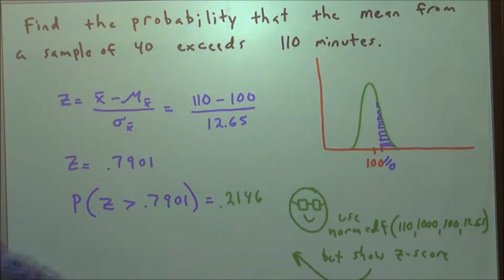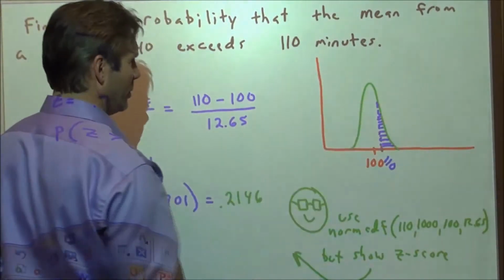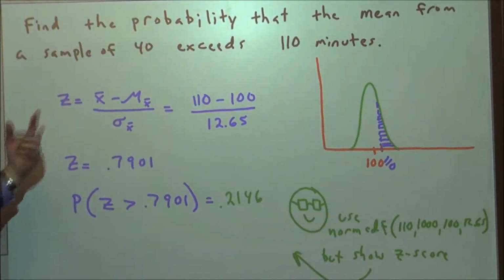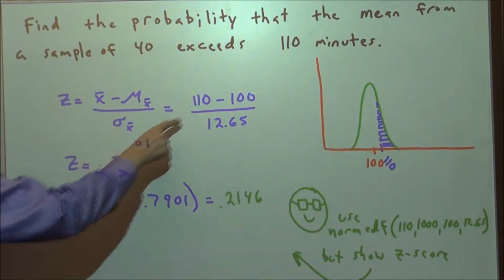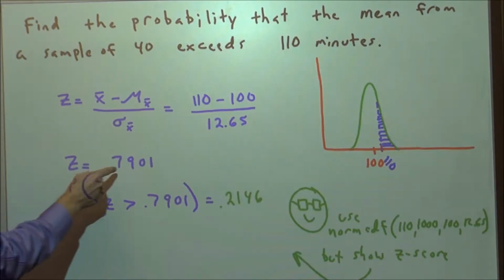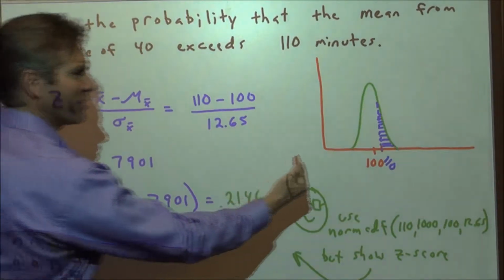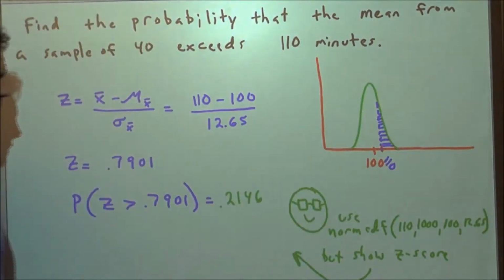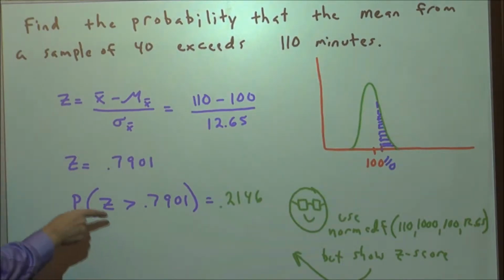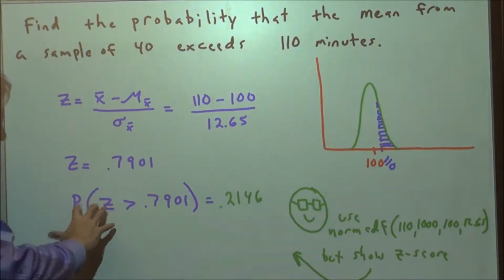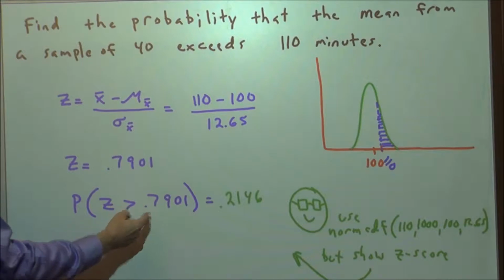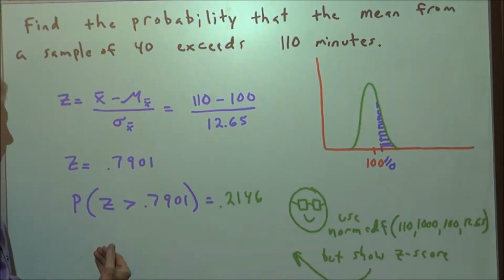So if we want to find the probability that the mean from a sample of 40 is going to exceed 110, then we draw our normal distribution. We calculate the z-score. We should be comfortable with that. We get a z-score of 0.79, meaning we are 0.79 standard deviations to the right of the mean. On AP, if it's free response, we want to show on what side of that z-score we're finding the probability or the area under the curve.